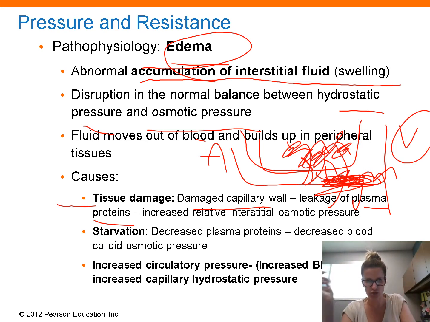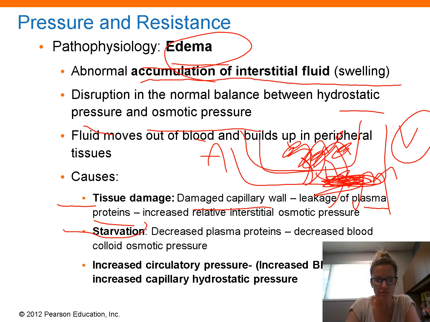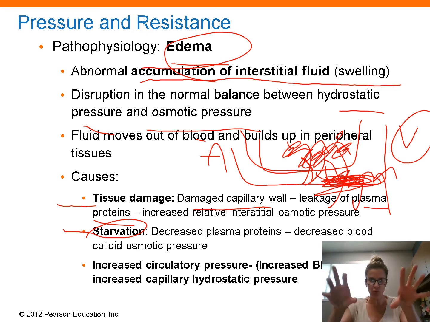Starvation can also cause edema to occur. The reason for this is you need nutrients in order to produce plasma proteins. Your liver produces your plasma proteins. And again, it's these plasma proteins that give the blood the osmotic pull to reabsorb fluid. If you don't have amino acids available, you cannot produce plasma proteins. So you don't have that osmotic pull.